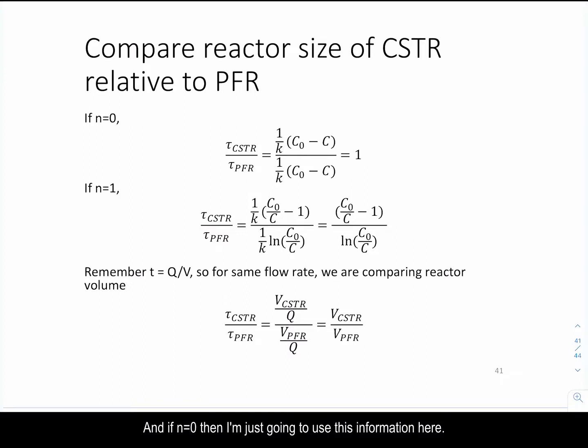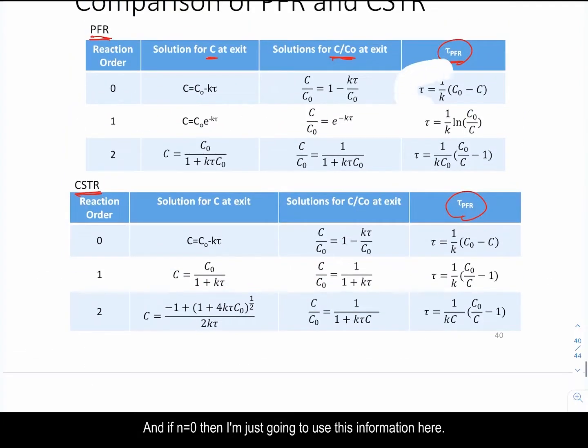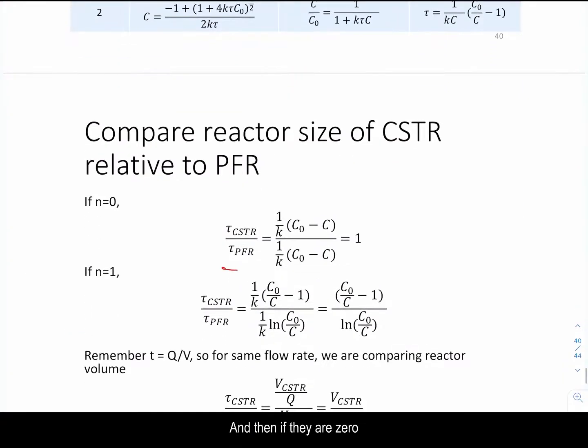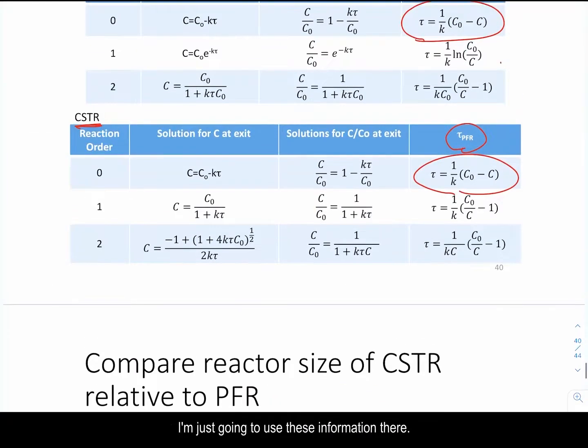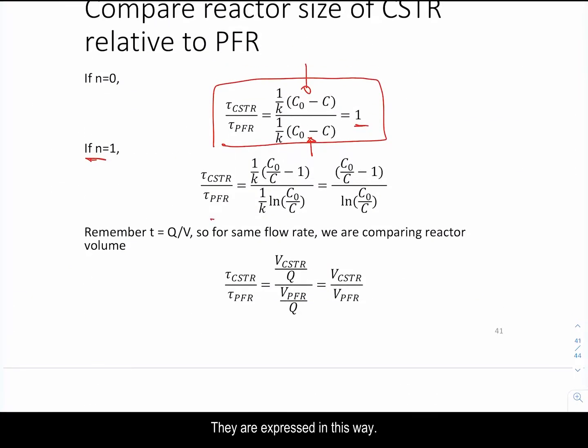And if n equals 0, then I'm just going to use this information here. Okay, and then if n is 0, then they are the same, right? Basically, they have the same equation here, so they are the same. Okay, if n equals 1, again, I'm just going to use this information there. Okay, and they're expressed in this way. If I just remove the same terms, it becomes this.